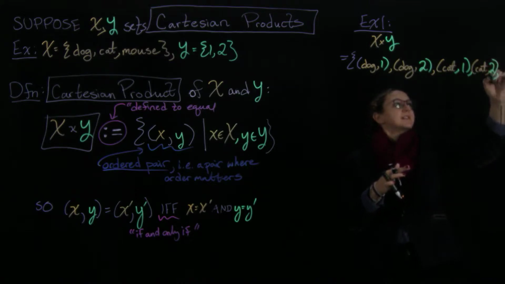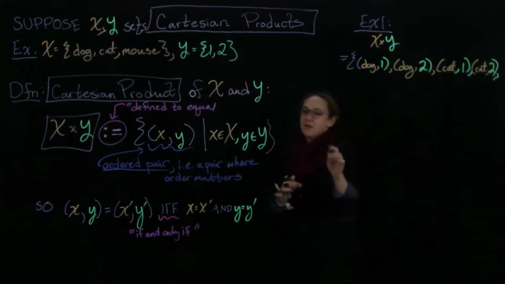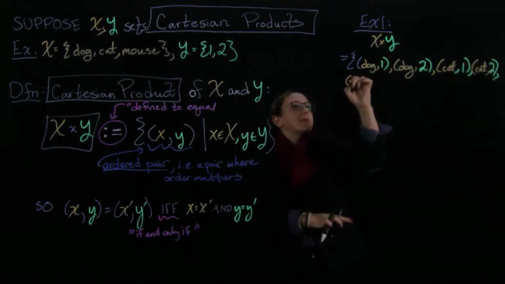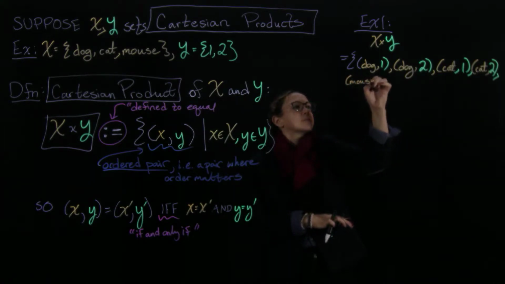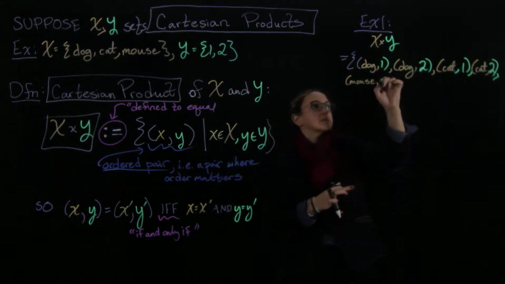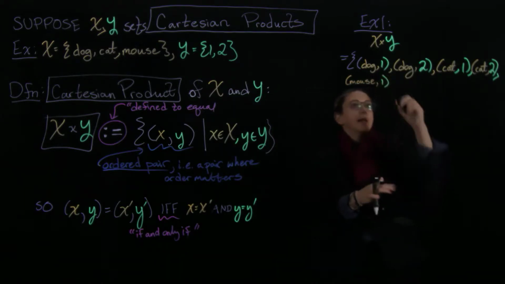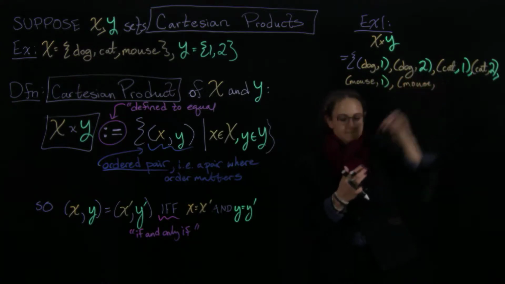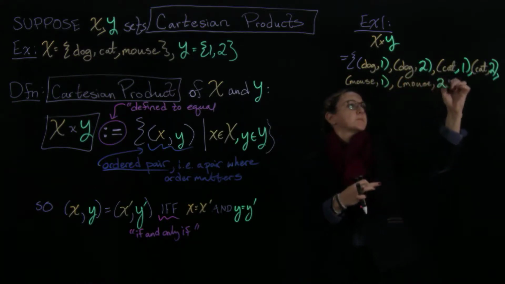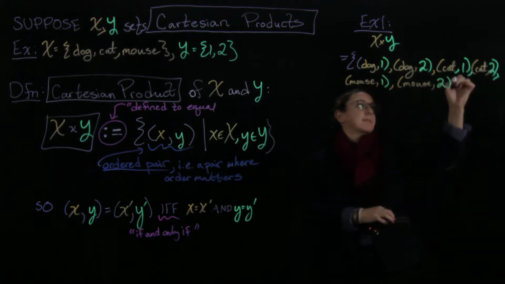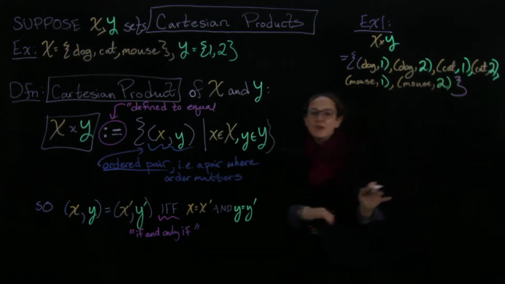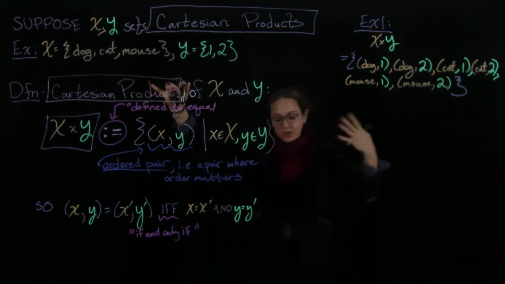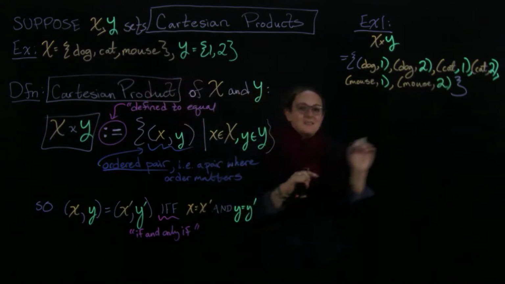But we're not done yet. Now mouse has to go with both 1 and 2, so mouse with 1 and mouse with 2. And that's it. Now we can close up the set. I had to take everything from the first set and put it together with everything from the second set. So that's the first example.